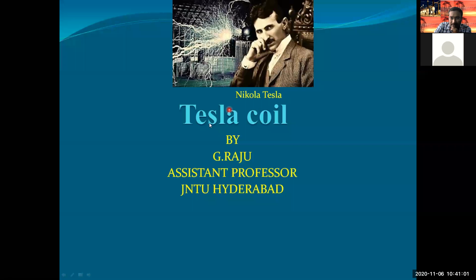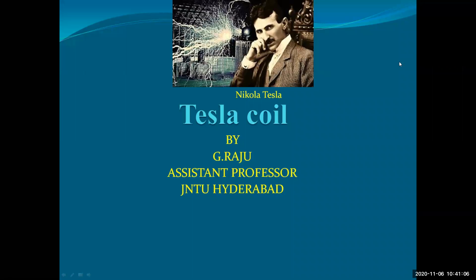Then coming to the concept, generation of high AC voltage by using the Tesla coil. He is one of the scientists, Nikola Tesla. By using the Tesla coil, a very high amount of voltage is generated. Not only in the range of kilovolts, even megavolts are generated. Several million volts can be generated by using the Tesla coil.